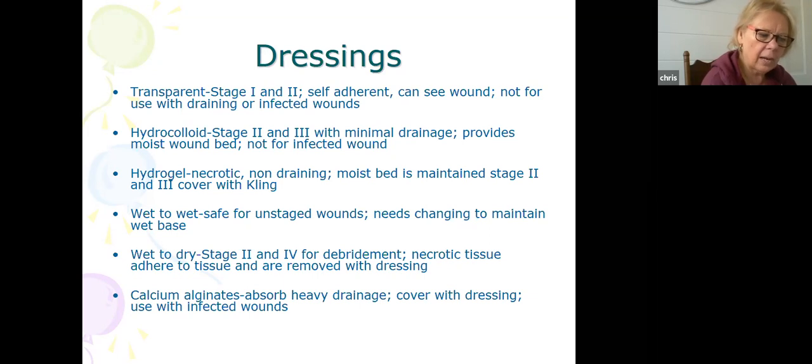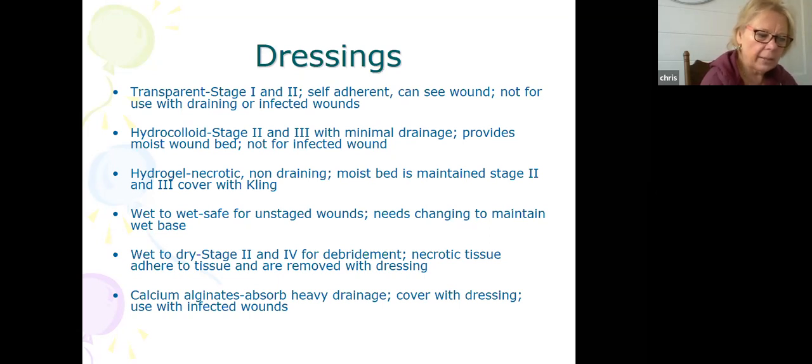Hydrogel is for necrotic wounds. There are sometimes liquid sheets that they put on that contain 90% water, and you put that moisture into the dry bed of a wound, and it'll soften the necrotic tissue. So that's a hydrogel. You put this moist bed on a wound and you cover it with cling. Cling is just a bandage.